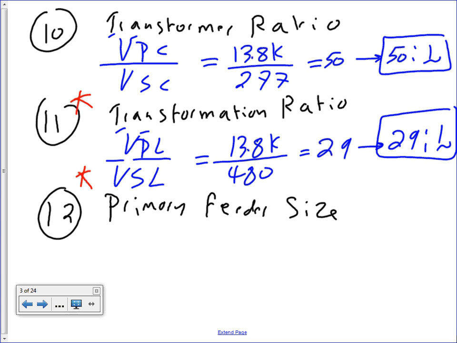Any questions, guys, about this before we move into sizing the feeders? Primary feeder. The primary feeder, guys, when we size a primary feeder, we always size based on I primary line. What's the I primary line? We just got the I primary line a second ago. That was 9.4.